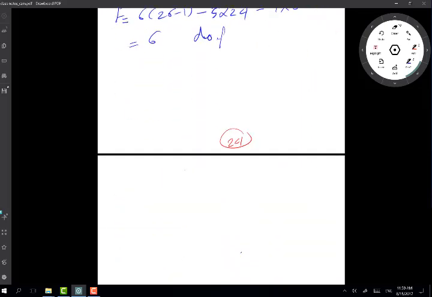Now, the new topic I want to talk about here is the 4-body chain. I want to discuss the 4-body chain, right?